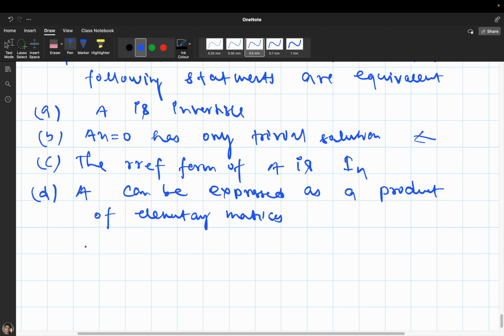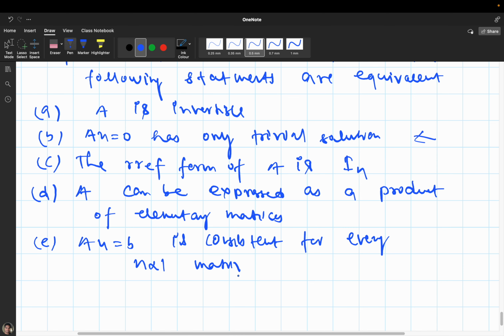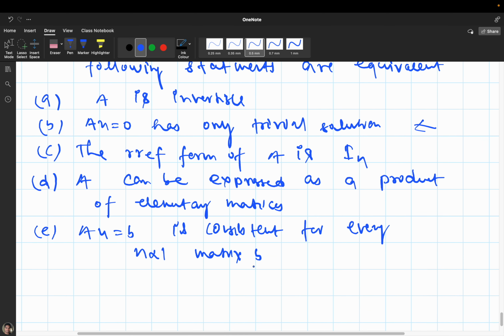This statement is also equivalent: Ax equal to B is consistent for every n by 1 matrix B. Is it correct or not?